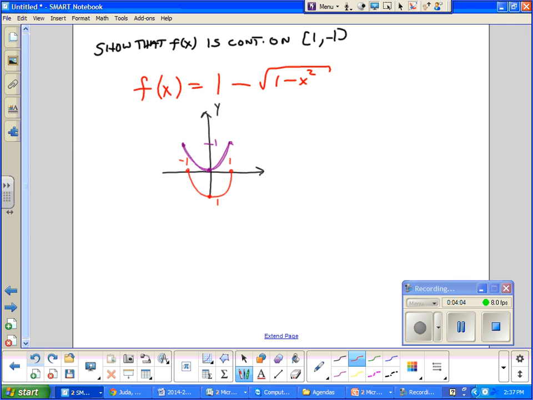We are going to define that this function is continuous from 1 to negative 1. So the question is how can you prove that? When we learned our limit laws the other day, remember? You wrote down all these rules. Well, I moved it up 1. This was plus 1. Okay.